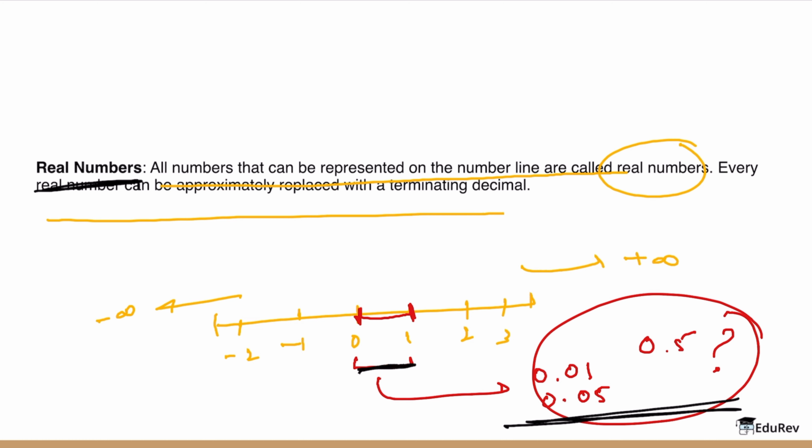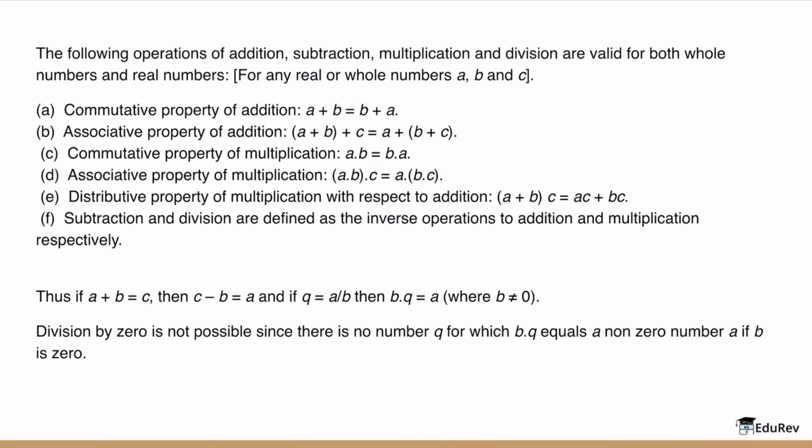Now, real numbers also include your integers. They also include your natural numbers, your whole numbers, your negative stuff, your decimal stuff. All these things comes under what? Your real numbers. So, you can say real numbers is like the supreme power here. Okay, so let's move forward.